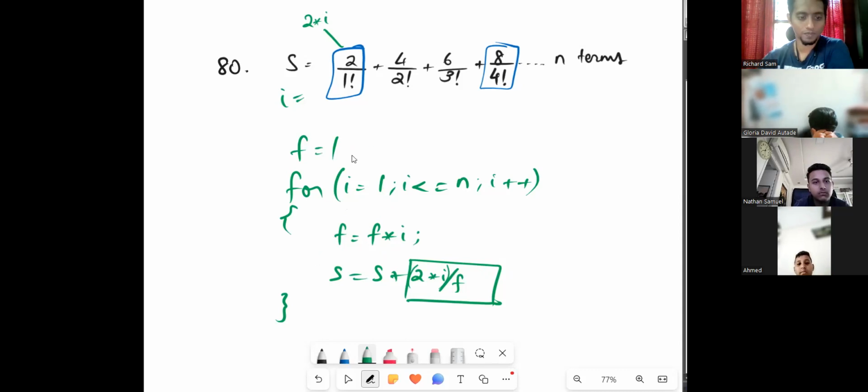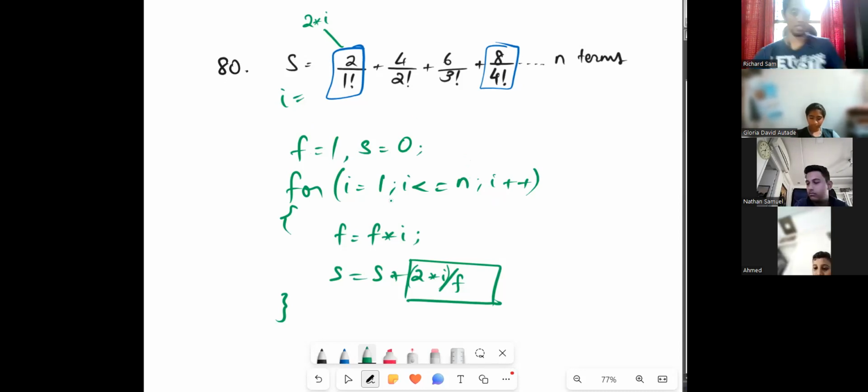Okay, this is the program. And what is sum? How do we initialize sum? As 0. Sum as 0, because you're using it for addition. F is 1 because you're using it for multiplication. Did you understand this program, everyone? Yes, sir. Okay, just write this program, complete it, and send it to me. You have 3 minutes.